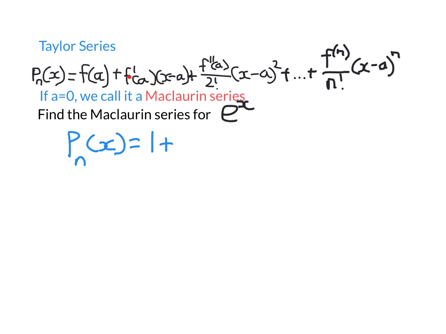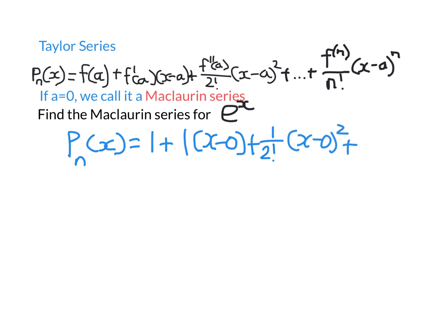So the derivative evaluated at 0 is e to the power of 0, which is also 1. And then again, a was 0, so this will be x minus 0. The next term will be the second derivative of e to the x evaluated at 0. That is, again, e to the power of 0, which is 1. So it will be 1 over 2 factorial x minus 0 squared.